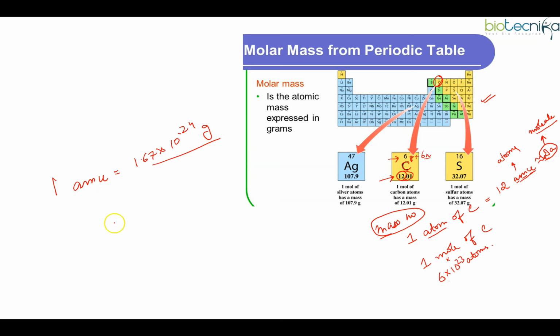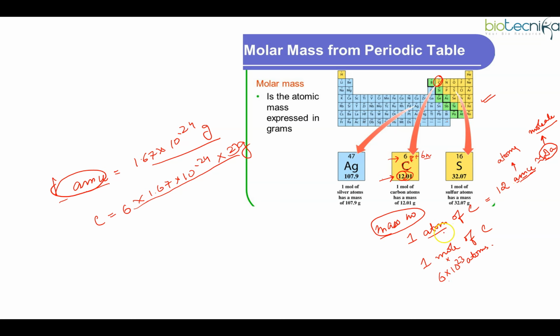So carbon has a total of 12 particles, protons and neutrons, each equal to 1 AMU. So 6 into 1.67 into 10 to the power minus 24, plus the same for neutrons. So basically 12 into 1.67 into 10 to the power minus 24 gram. This is the mass of 1 AMU. So instead of writing the grams every time, we write it in the form of AMU.